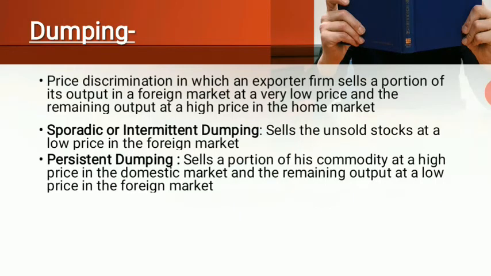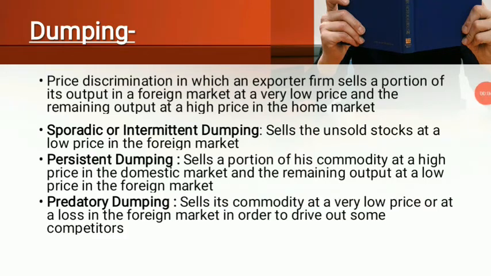When a monopolist continuously sells a portion of his commodity at a high price in the domestic market and the remaining output at a lower price in the foreign market, it is called persistent dumping. This is possible only if the domestic demand for that commodity is less elastic and the foreign demand is highly elastic. When costs fall continuously along with increasing production, the producer does not lower the price of the product more in the domestic market because the home demand is less elastic. However, he keeps a low price in the foreign market because the demand is highly elastic in the foreign market.